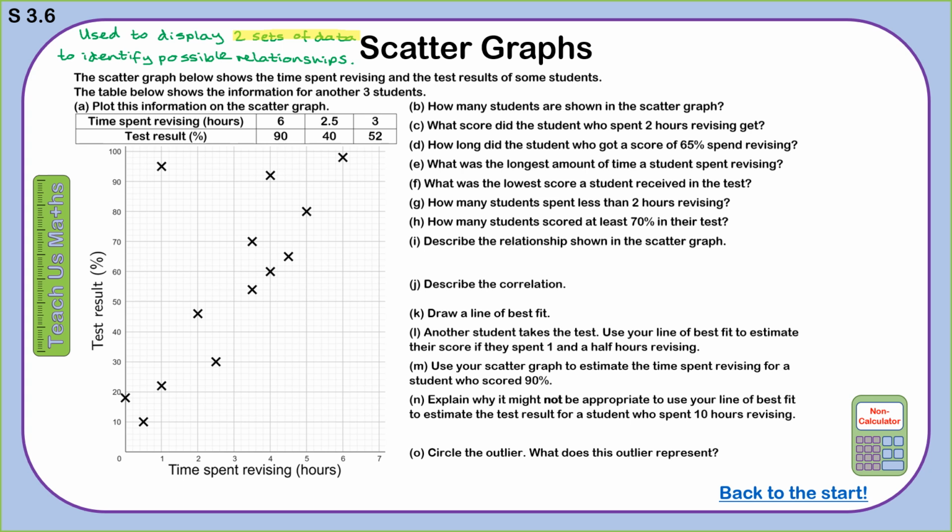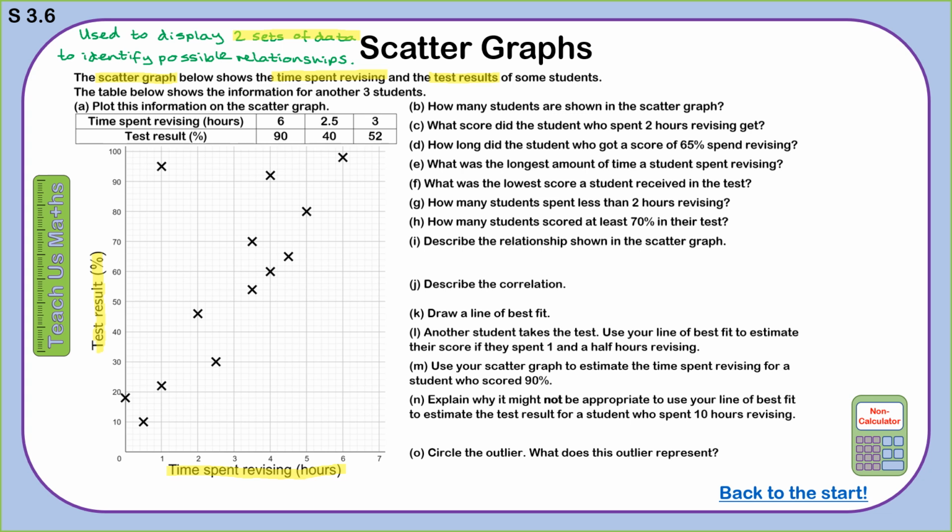The scatter graph below shows the time spent revising and the test results of some students. So in this question, there are two sets of data. The time spent revising in hours and the test result as a percentage. On the scatter graph, the x-axis represents one of the variables, in this case, time spent revising. The y-axis represents the other variable, in this case, the test result.